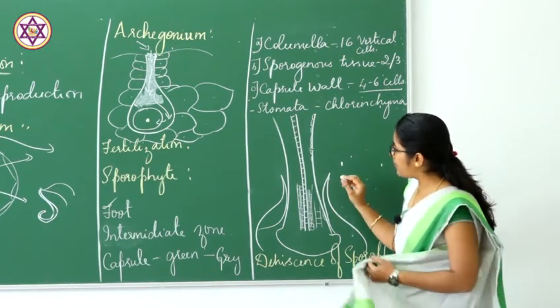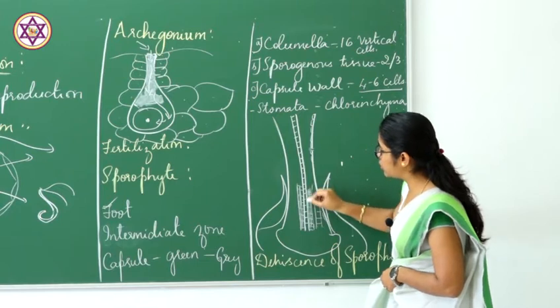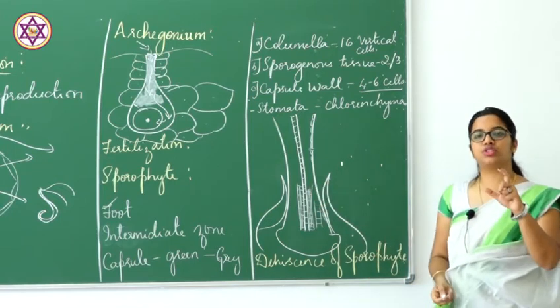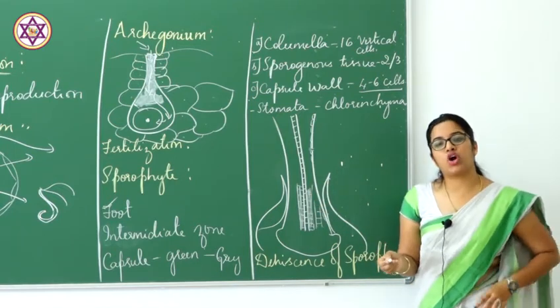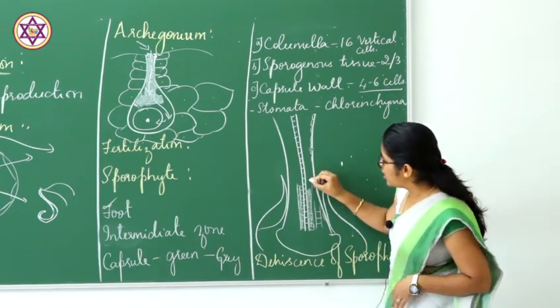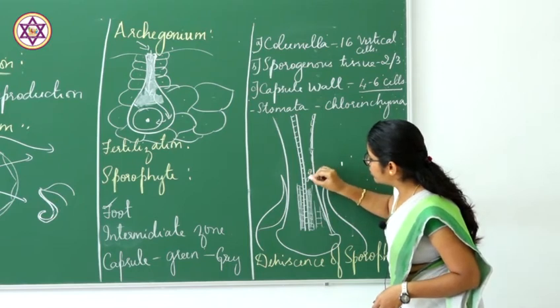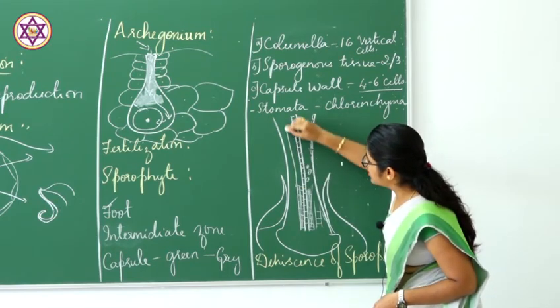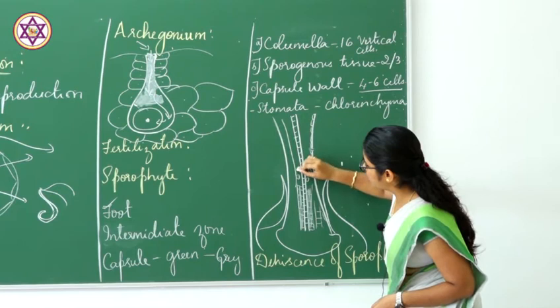Okay. Now, what happens to the sporogenous mother tissue? This sporogenous mother tissue will undergo meiosis. Okay. They will undergo meiosis and spores are produced. So, there is this layer wherein spores are produced.